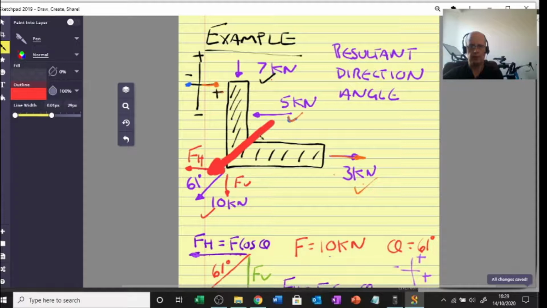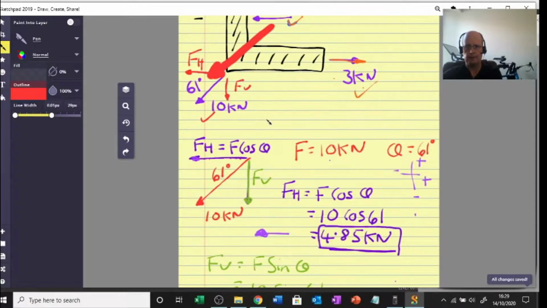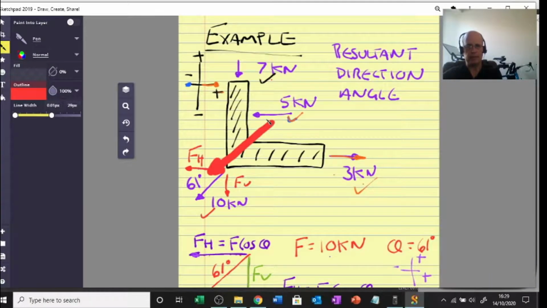That's what it means. Now we need to work out the angle because we've done the direction. We need to do the angle and the size. Can I press undo? No, I don't like it. Anyway, I'm scared to do it. All right. That's what that means.